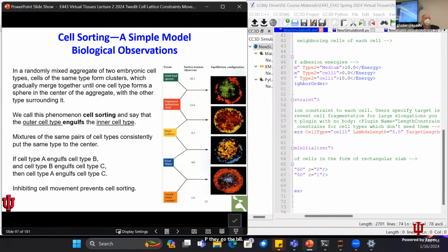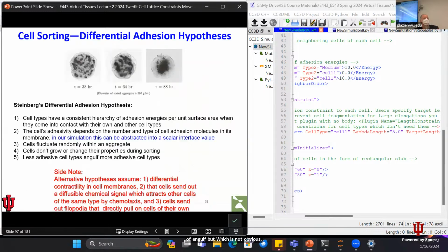Pigmented epithelial cells are more cohesive than heart cells, and they go to the middle. Heart cells are more cohesive than liver cells, so they go to the middle. And neural retinal cells are less cohesive than liver cells, so they go to the outside. And so this pattern is that if heart cells are engulfed by liver cells, they're also going to be engulfed by neural retinal cells. So there's a transitivity of engulfment, which is not obvious. It doesn't have to be like that. You could imagine systems in which that wouldn't work.